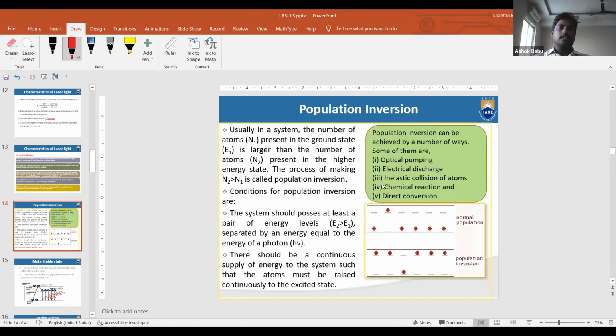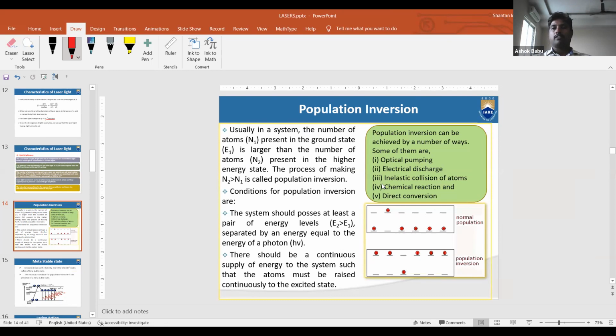After that we discussed population inversion. What is population? Usually in a system, the number of atoms N1 in the ground state is greater than the number of atoms N2 in the higher energy state. The process of making N2 greater than N1 is called population inversion. If we achieve N2 greater than N1, it is called population inversion. That is, the number of atoms in the excited state is greater than in the lower energy state.